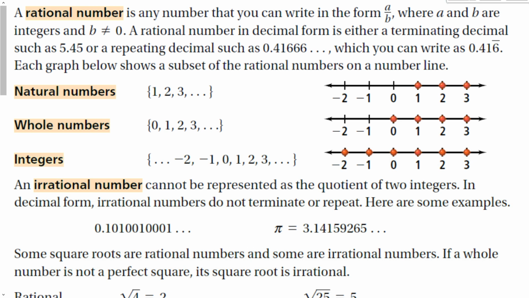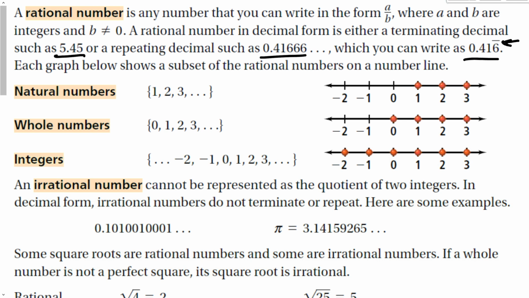If it's a decimal, a rational number in decimal form is either a terminating decimal, like 5.45, or a repeating decimal, like 0.4166666666... That's what the dots mean. It keeps on going. They're called ellipses, and it just means they keep on going forever. Those sixes keep on going forever. And we can also write that with the little bar on the top. So if you see that bar, that means that that particular decimal repeats, which means that this is a rational number.